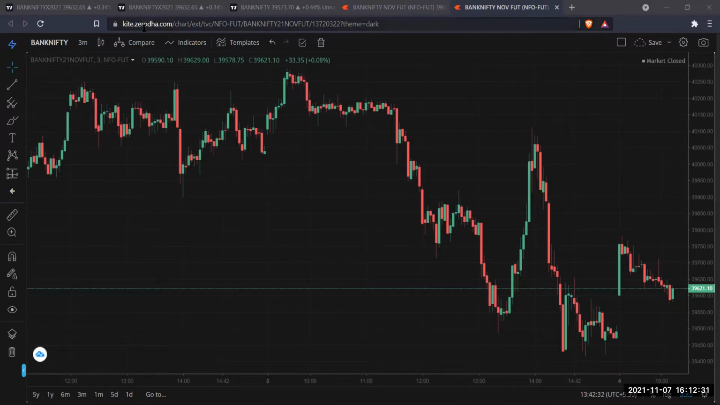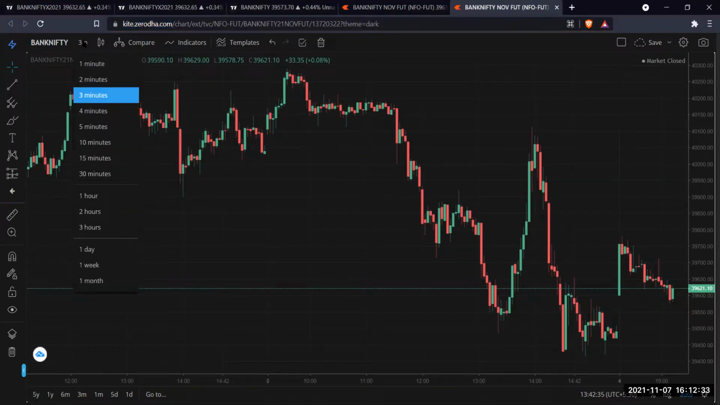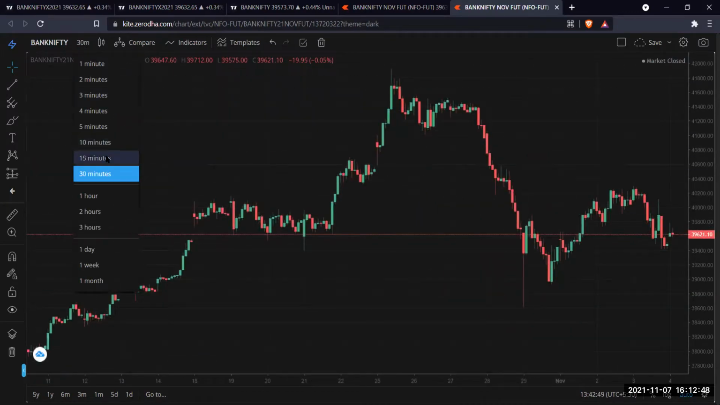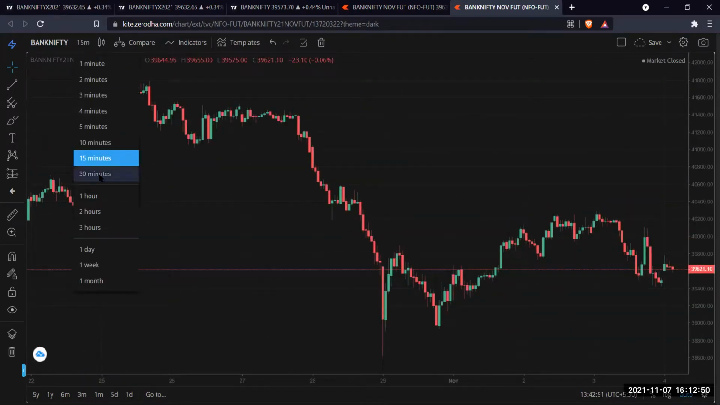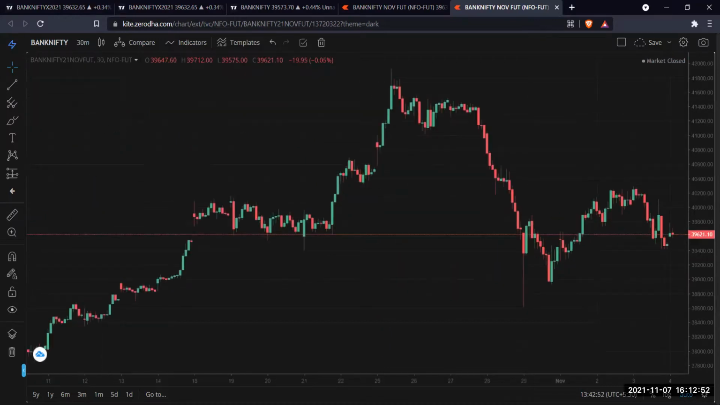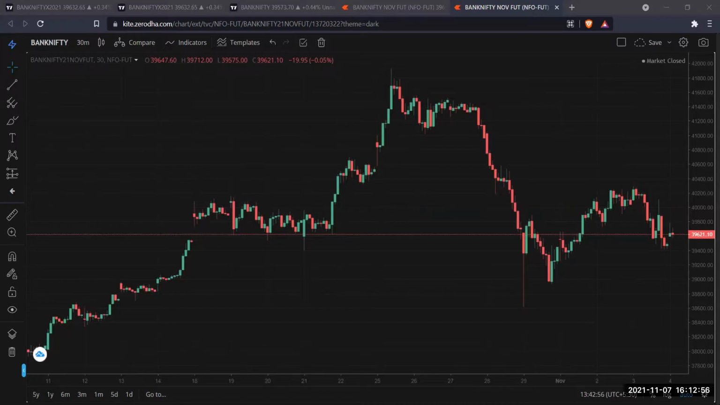I'm using Zerodha right now. The time frame to mark for a scalper, if you are scalping for 5 points, 7 points, 20 points in a day, is either 30 minutes or 15 minutes. Now, I prefer to mark it in 30 minutes. So let me show exactly how this works.